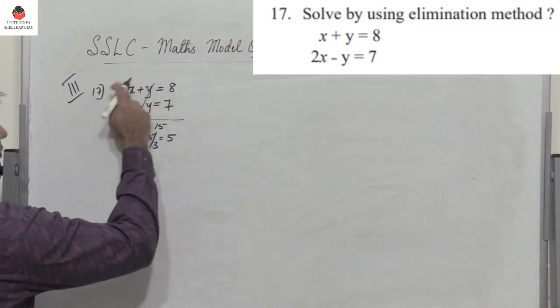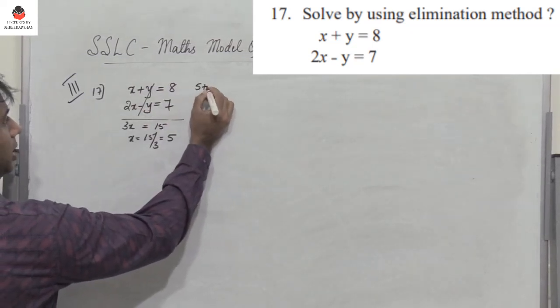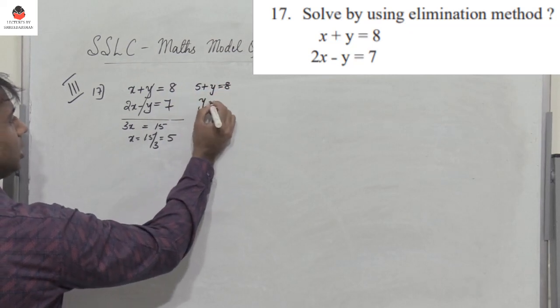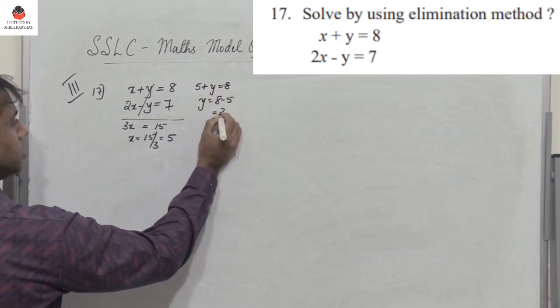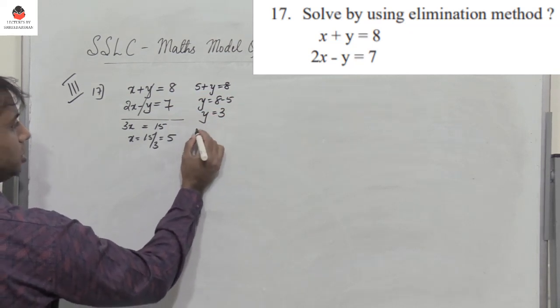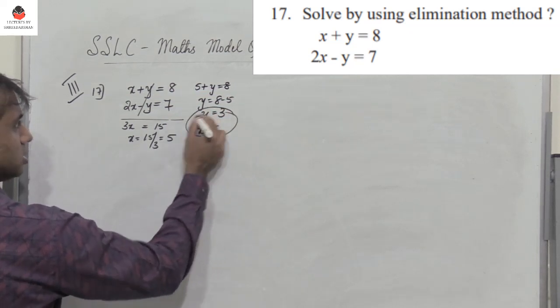So substitute 5 in the first equation. So I get 5 + y = 8, or y = 8 − 5 = 3. So y is equal to 3 and x is equal to 5 is the answer.